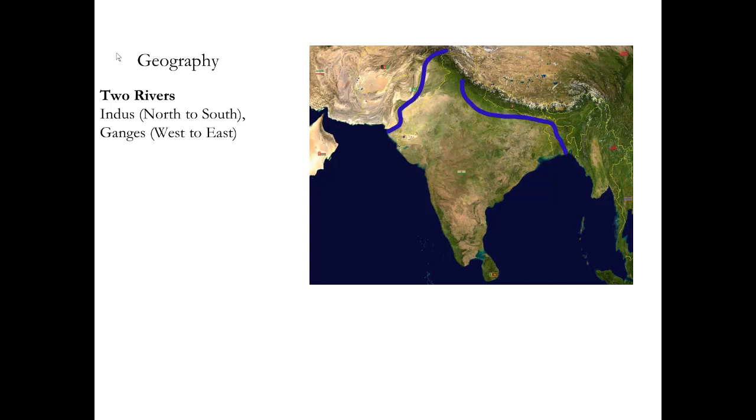And it's the way, we'll get there. It's the way non-Indians came into India, by following the Indus River. So the Indus runs north to south, and the Ganges runs west to east and ends in the Bay of Bengal. So we have two major rivers, and if you're looking at the video, you can see they do not touch. They are actually separated by a desert, and they are located in the northern third of the subcontinent of India. That is going to have a profound effect on Indian civilization.